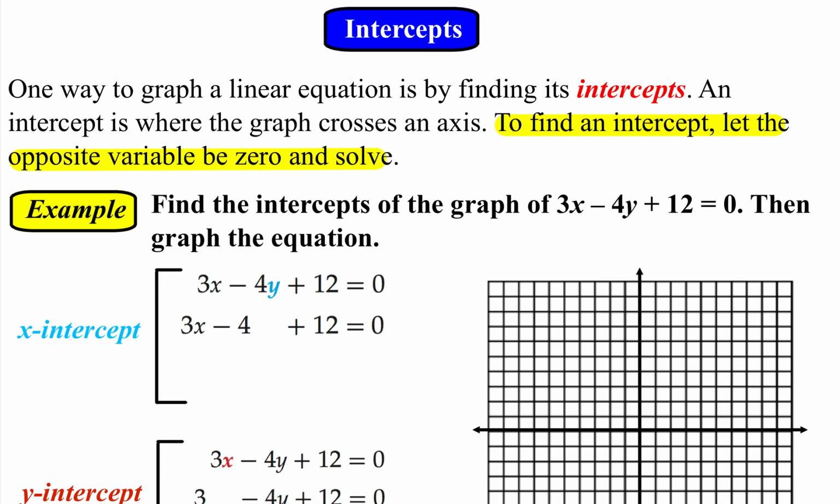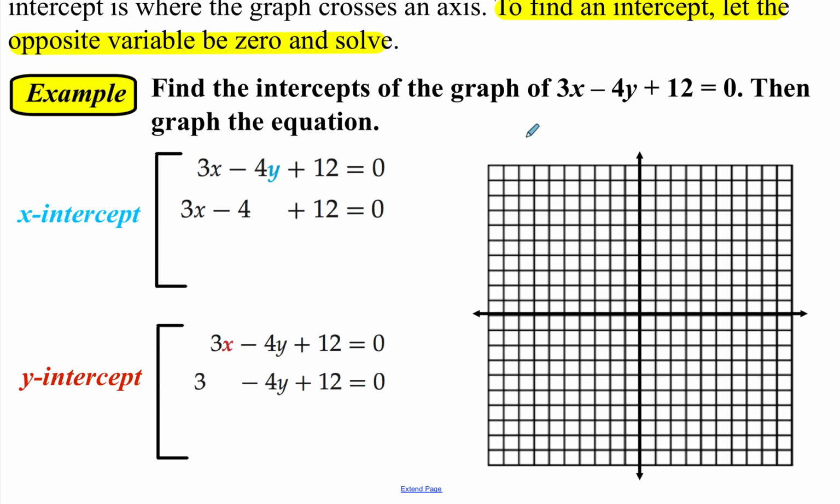Another thing we wanted to learn in this video is how to graph linear equations by finding the intercepts. And an intercept is basically where the graph crosses an axis. To find where that crosses the axis, or to find that intercept, we just let the opposite variable be 0 and then solve it. So our first example says find the intercepts of the graph 3x minus 4y plus 12 is 0, then graph the equation.